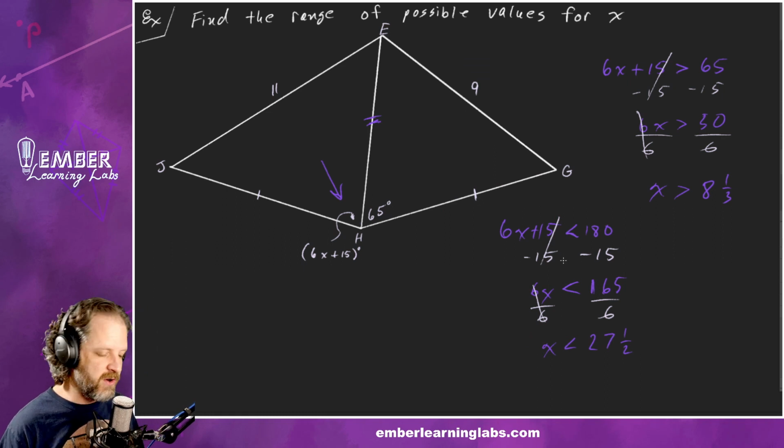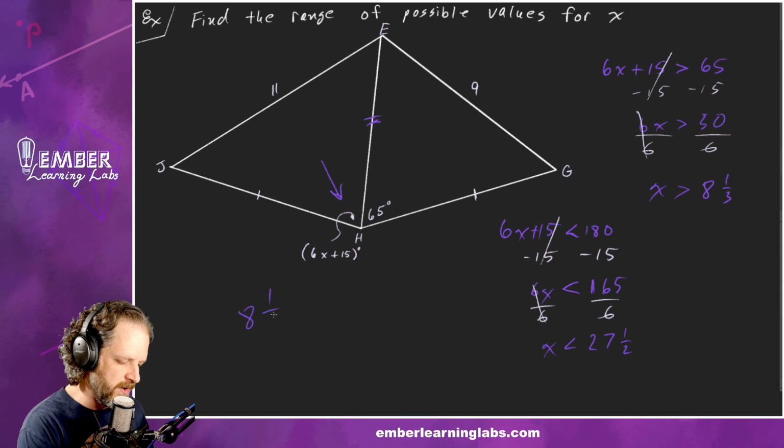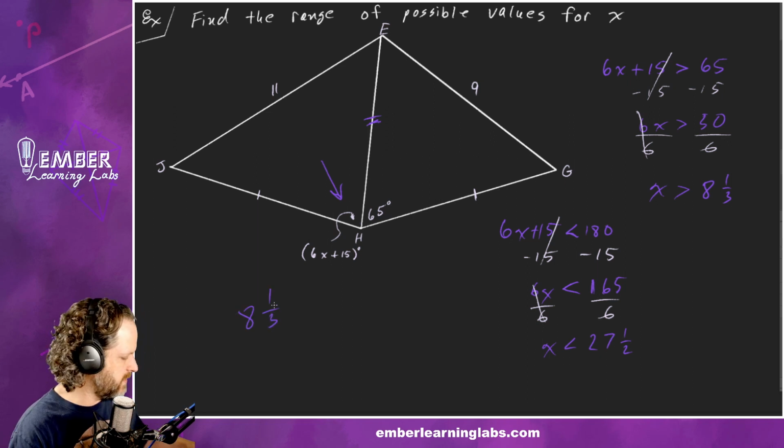So when we do a compound inequality, right, we put the smallest number on the left side. So 8 1/3.